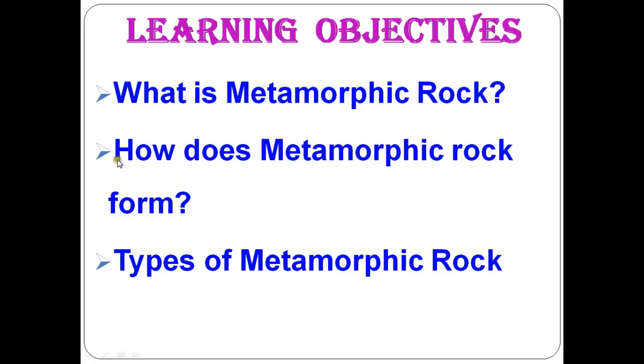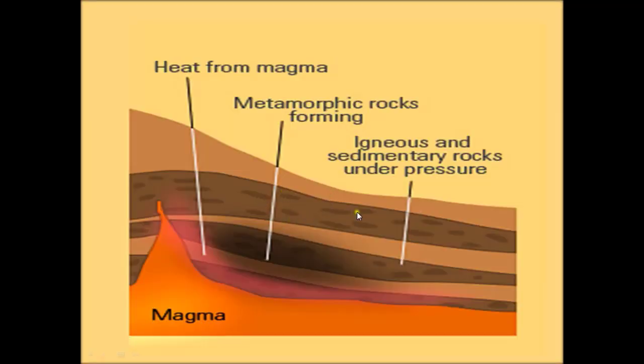We are going to see what a metamorphic rock is and how these rocks are formed. Also we are going to see the different types of metamorphic rocks, and the process of metamorphism. So here we will start with the metamorphic rock. Here we can see the magma, heat from the magma, and the formation of the metamorphic rock. In this picture you can see the formation of the metamorphic rock.